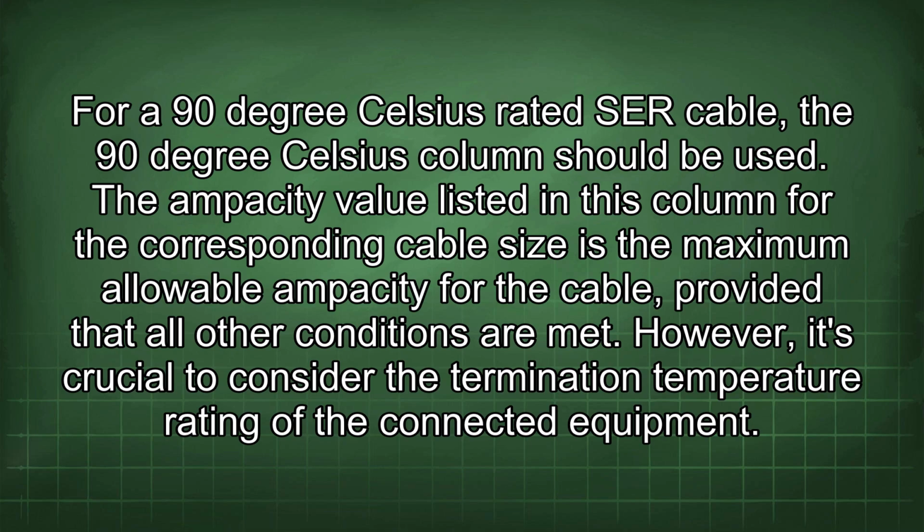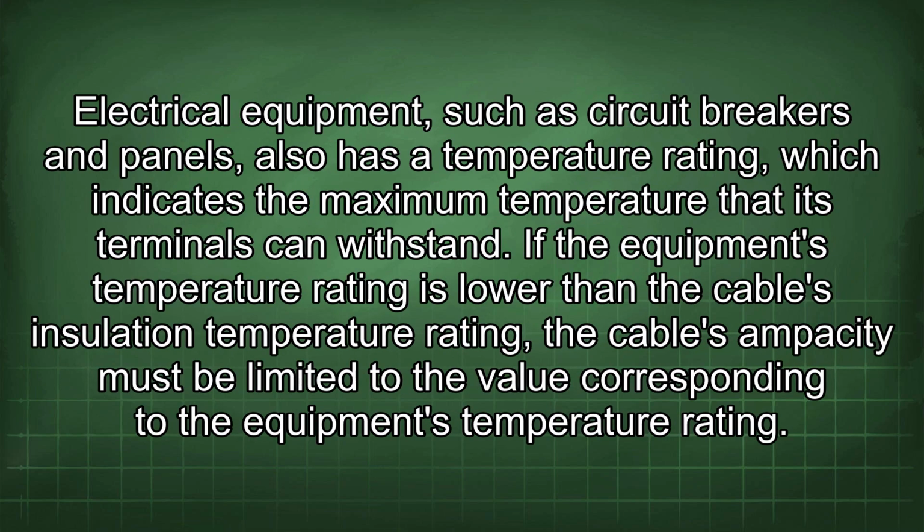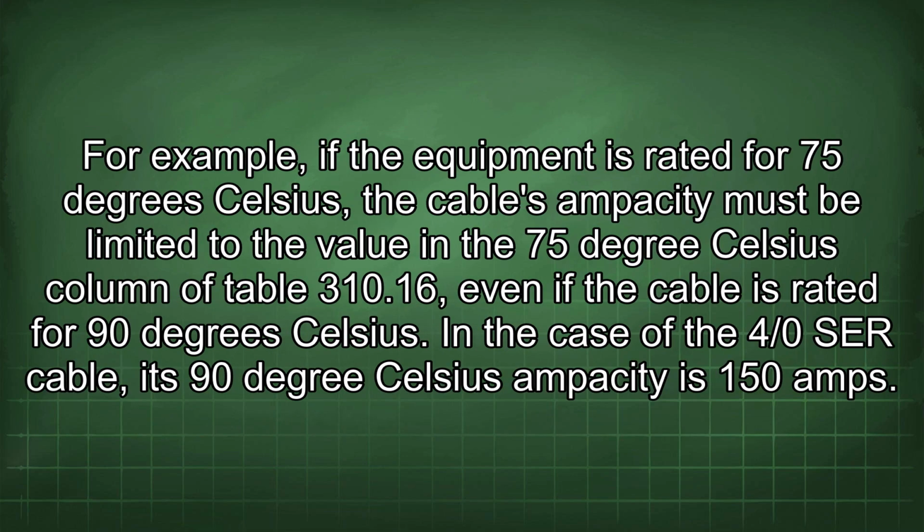However, it's crucial to consider the termination temperature rating of the connected equipment. Electrical equipment, such as circuit breakers and panels, also has a temperature rating which indicates the maximum temperature that its terminals can withstand. If the equipment's temperature rating is lower than the cable's insulation temperature rating, the cable's ampacity must be limited to the value corresponding to the equipment's temperature rating. For example, if the equipment is rated for 75°C, the cable's ampacity must be limited to the value in the 75°C column of table 310.16, even if the cable is rated for 90°C.